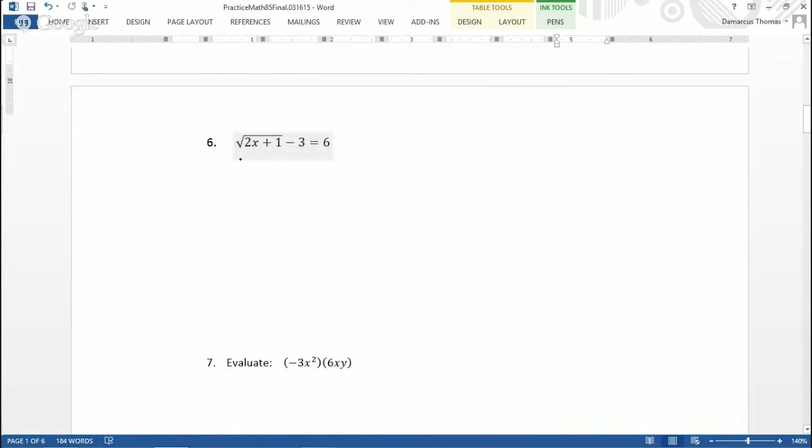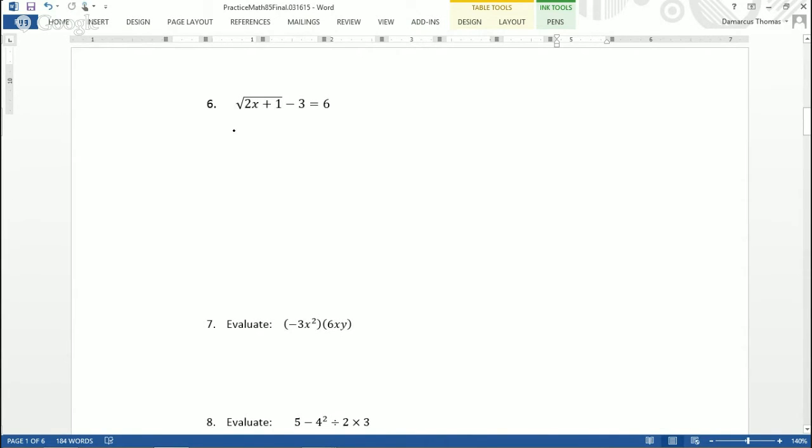All right, let's move on. Now, again, in order to solve radicals, you must isolate that radical first. So I'm going to add 3 to both sides. When you do that, you get 9.